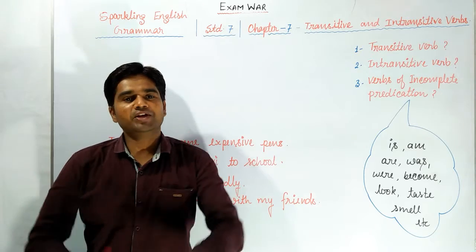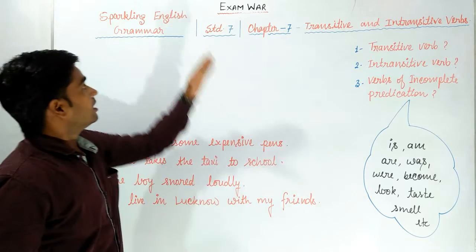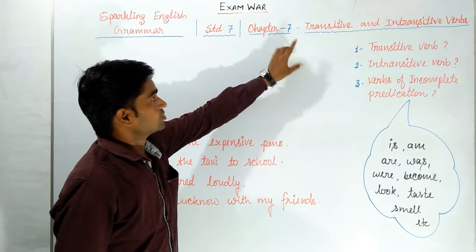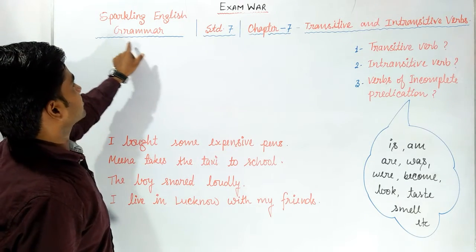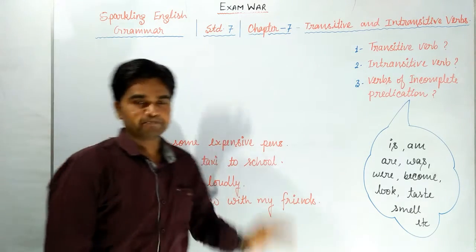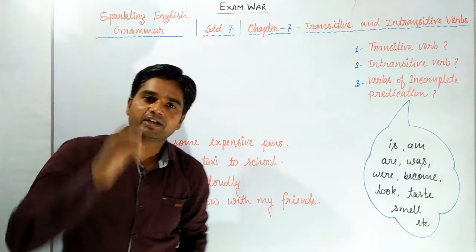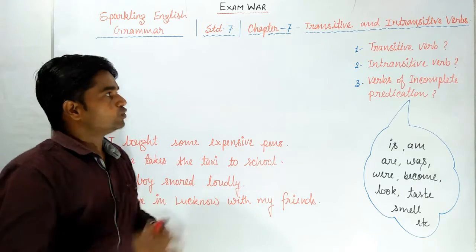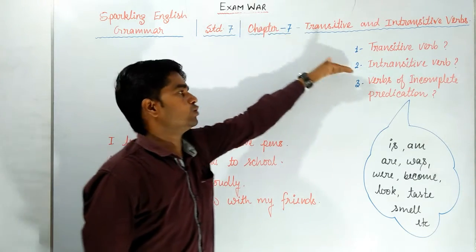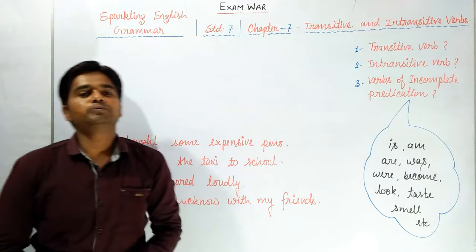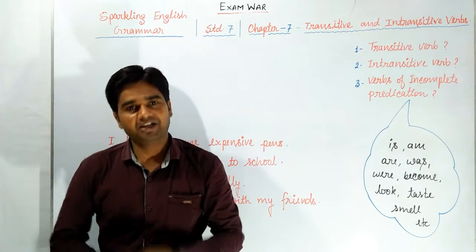Dear students, today we are going to discuss chapter 7, transitive and intransitive verbs, of Sparkling English Grammar Standard 7. In this chapter we will discuss what are the transitive verbs, what are the intransitive verbs, and what are the verbs of incomplete predications.